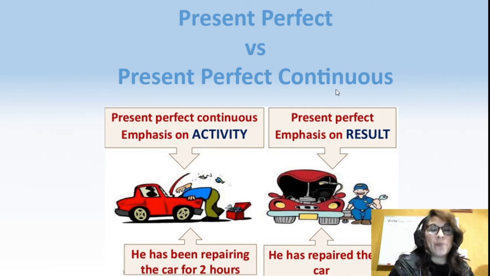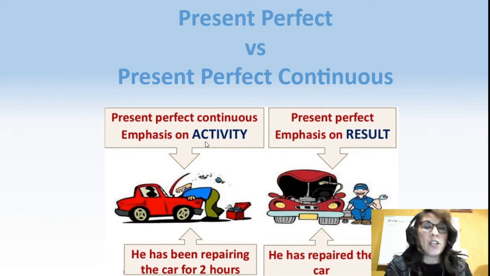Well, the first thing that you need to know is that present perfect continuous emphasizes the activity. And here we have an example. Check the picture. He has been repairing the car for 2 hours. What does it mean? That he continues with this action. When you continue with this action, you are talking in present perfect continuous because you are focused on the activity.